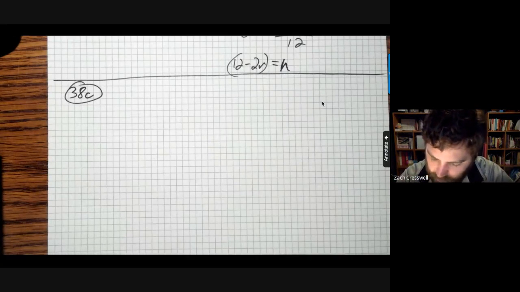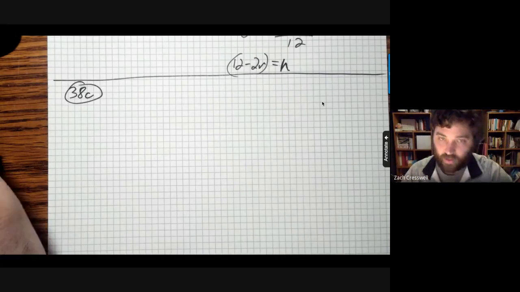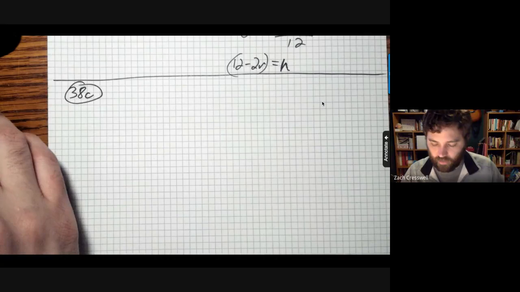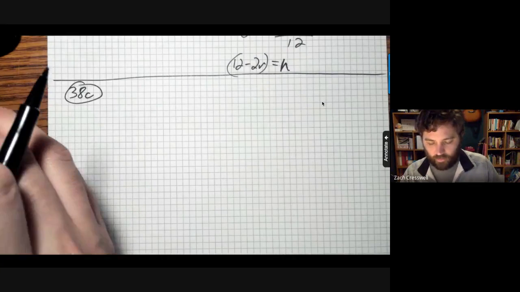Motion along a line. A particle is moving along a line with position s of t equals 3 plus 4t minus 3t squared minus t cubed. Find the velocity and the acceleration. And C, describe the motion of the particle for t greater than or equal to 0. So when it says describe the motion of the particle, what they're talking about is when is it moving to the left, when is it moving to the right, and when is it stopped.